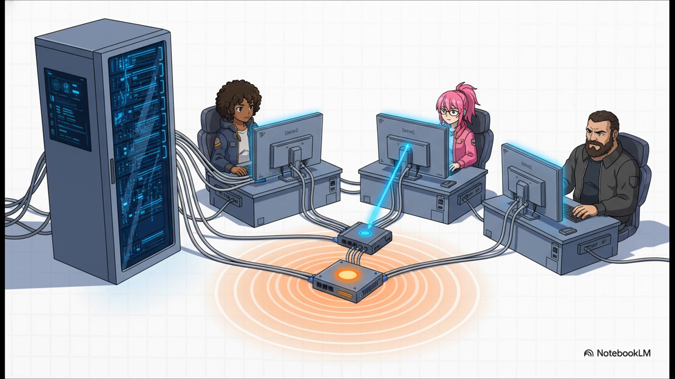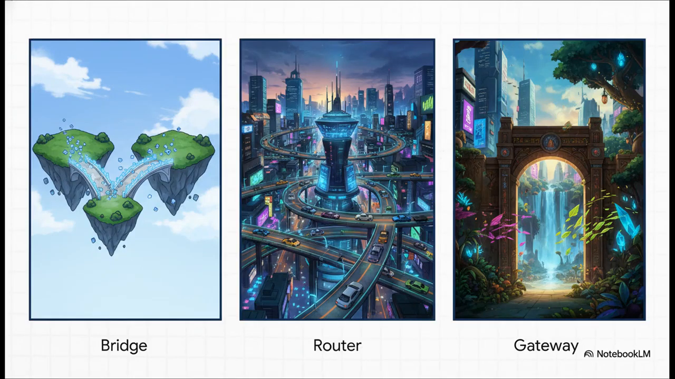Now, to manage the traffic, we've got 2 key devices. A hub is kind of like a loudspeaker. It shouts every message to everyone. But a switch is like a smart mailman. It delivers each message only to the exact address it's meant for. Way more efficient.